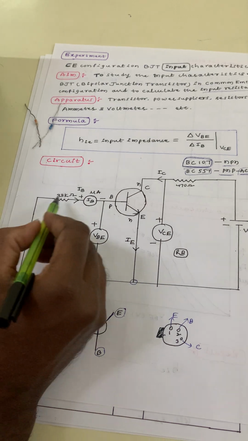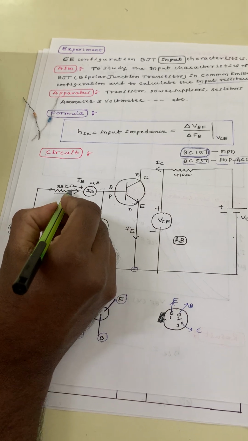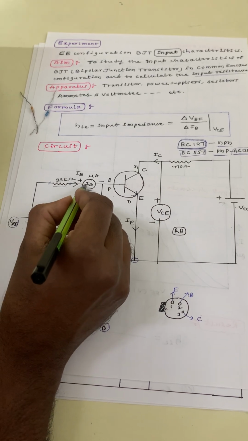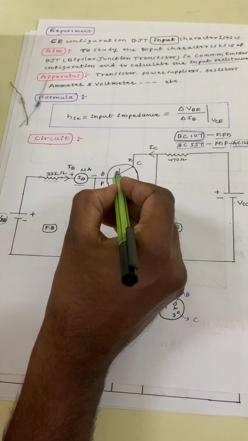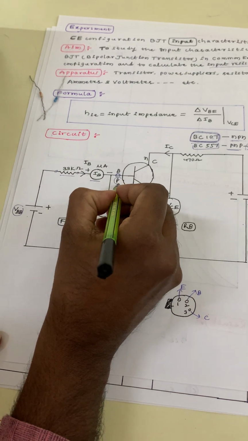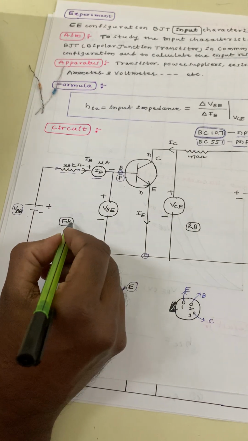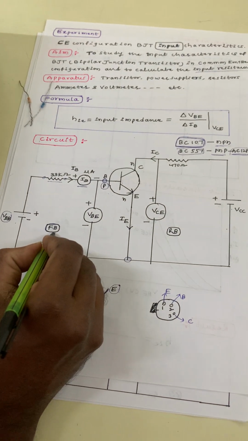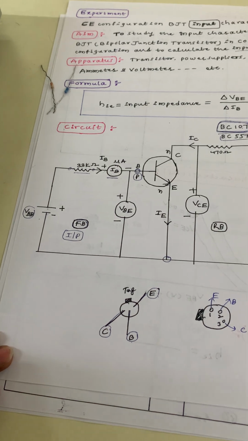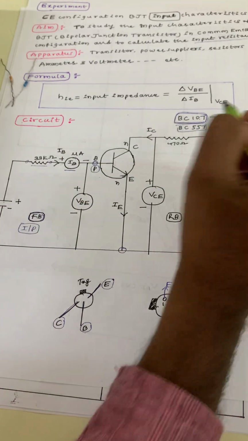From power supply 1 to the 33K, you have to give the first connection, and another terminal you have to give to the IB, that is the microammeter. This is the input current, positive terminal, negative terminal, and this one goes to the base of the transistor. So the base is made positive, positive is connected to positive, and negative is connected to negative. Such type of biasing we call forward biasing. Input you always have to give forward bias, because it is an NPN transistor, BC107 transistor.